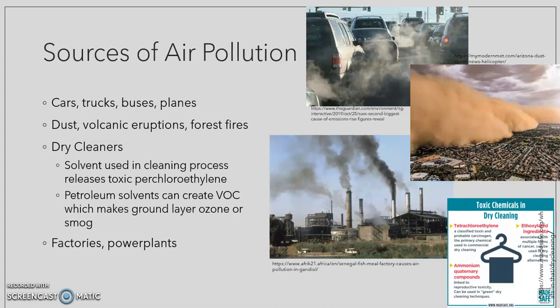So sources of air pollution come from just a wide range of practices, such as driving cars and riding in airplanes. And then dry cleaners were high emitters of pollution for a while there, using solvents that release toxic chemicals and using solvents that create volatile organic compounds. And then pollution also comes from factories and industrial processes, as well as natural processes like dust and volcanic eruptions and forest fires. And then there's some photos on the right to illustrate those concepts, including a large dust storm that occurred in Arizona a few years ago, which led to poor air quality.